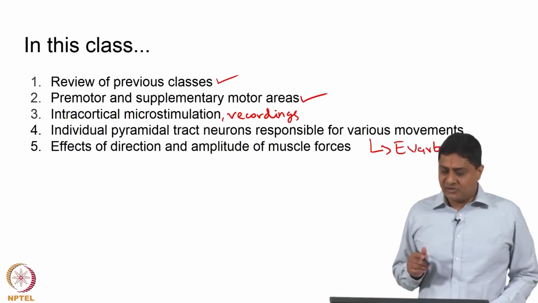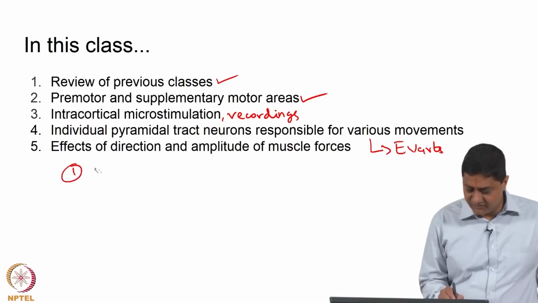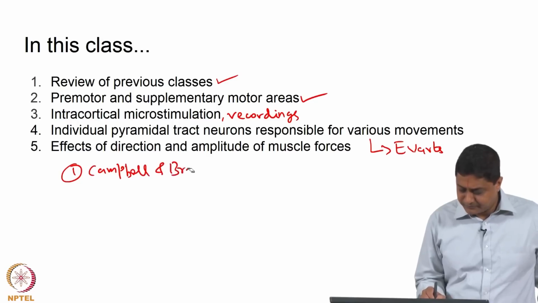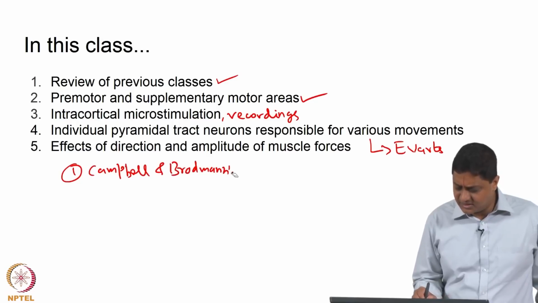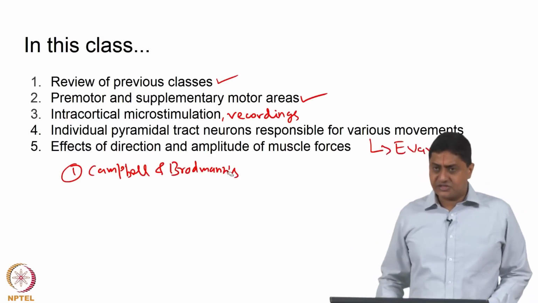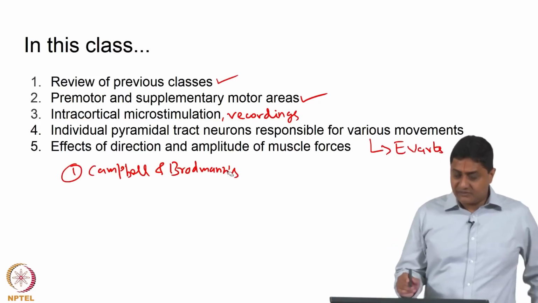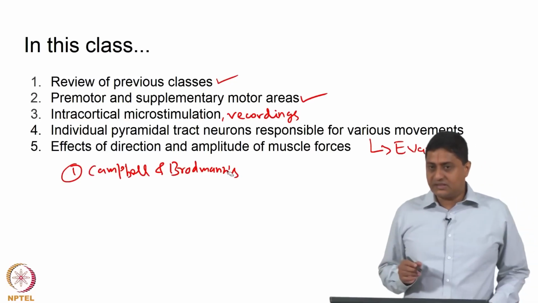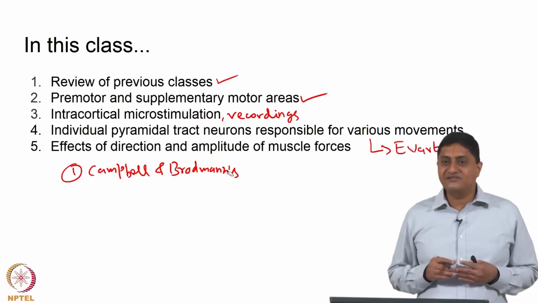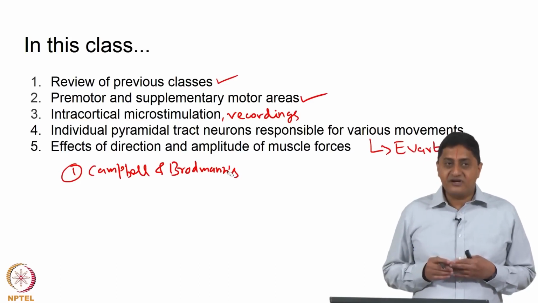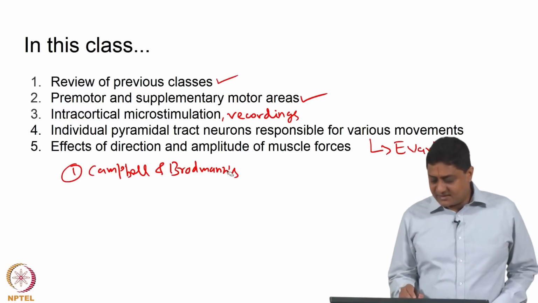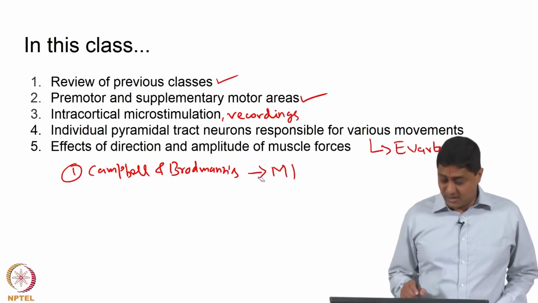So, to begin our review, first we discuss the work of Campbell and Brodmann, right. Campbell and Brodmann classified cortical areas based on structure, or in other words made a cytoarchitectural classification, and they found that the area that is immediately rostral to the central sulcus had a distinct structure. This area is now called primary motor cortex or M1.